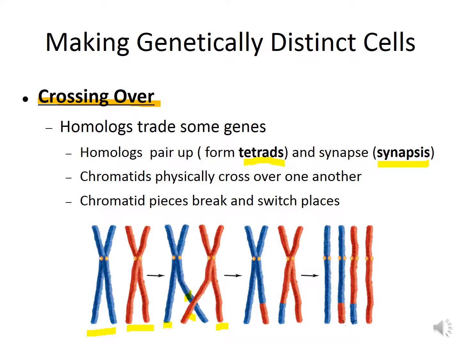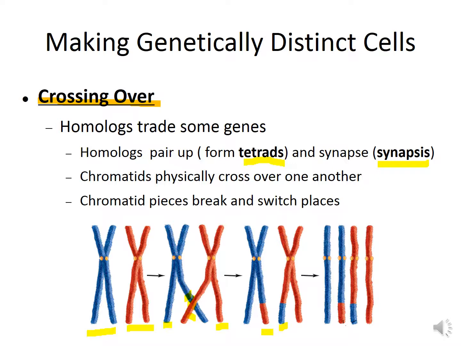At the crossover point, the DNA is going to break, and the pieces of DNA are going to switch with one another. And you can see the result of that here. You can see that here this little piece of red DNA is now attached to the blue, and that the little piece of blue DNA is now attached to the big red chromosome.